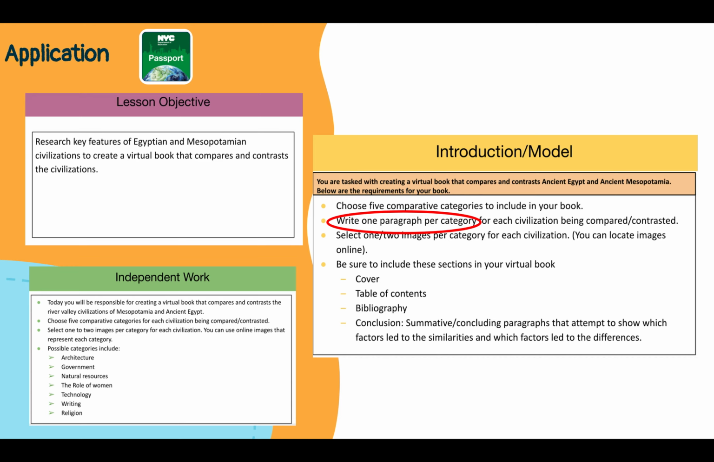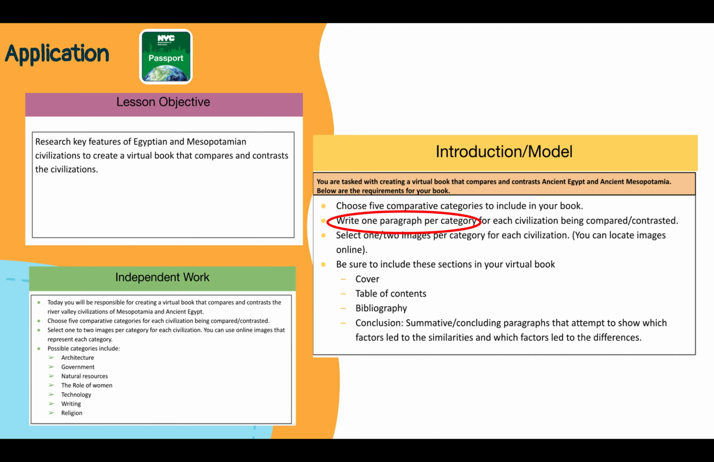One way that we can apply this strategy within the context of the Passport to Social Studies curriculum is in the lesson in which the lesson objective requires students to research key features of Egyptian and Mesopotamian civilizations through the creation of a virtual book that compares and contrasts these civilizations. This is the final task of the unit, and students are further instructed to write one paragraph per category for each civilization being compared and contrasted.